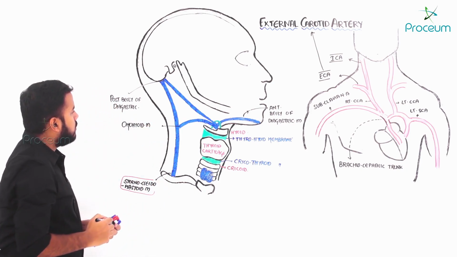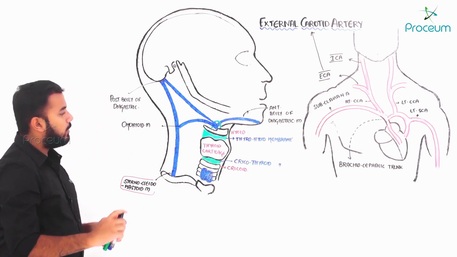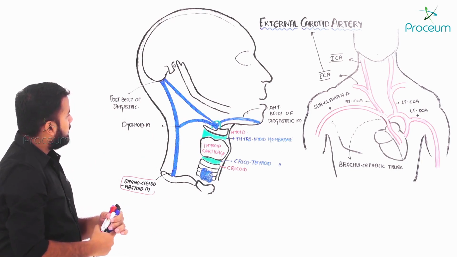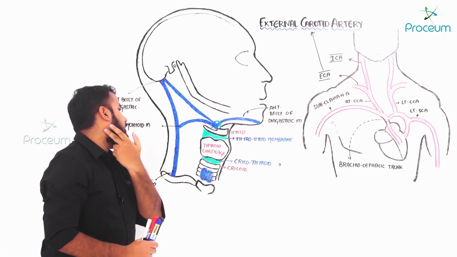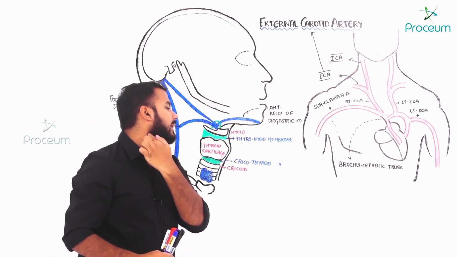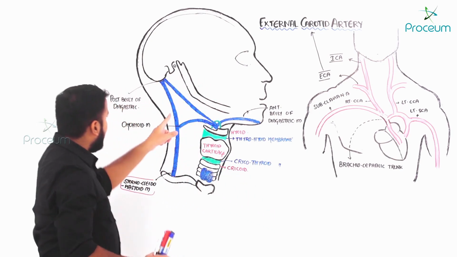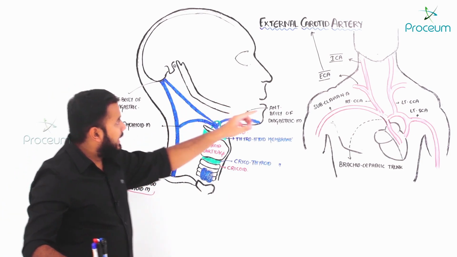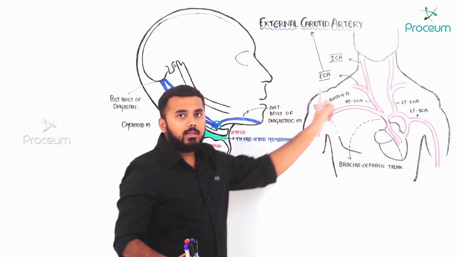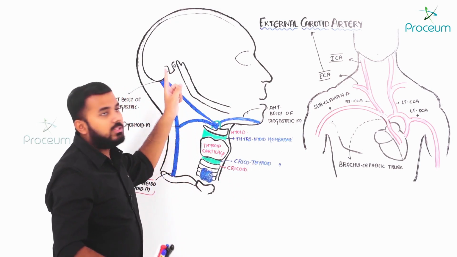What is that muscle? That is called the omohyoid muscle. Another very important thing: I hope you can see a triangle over here, on the lateral side of your neck. Later on I'll tell you that the external carotid artery passes through this triangle.